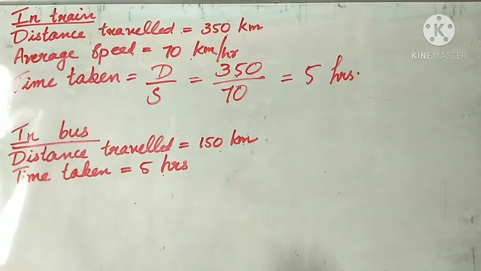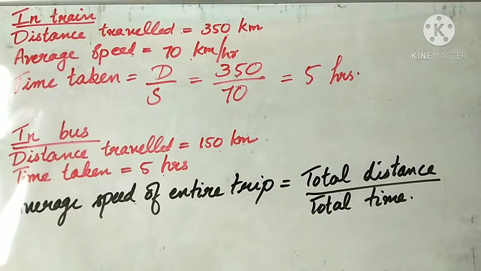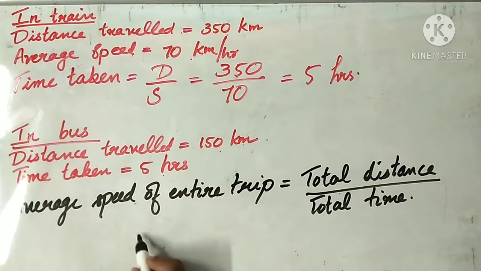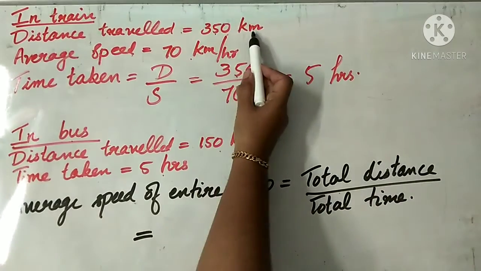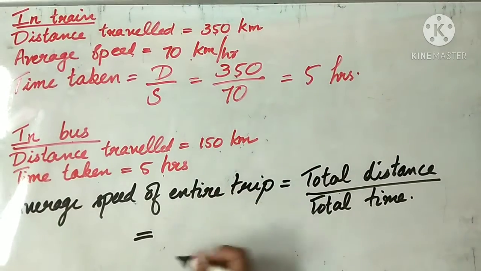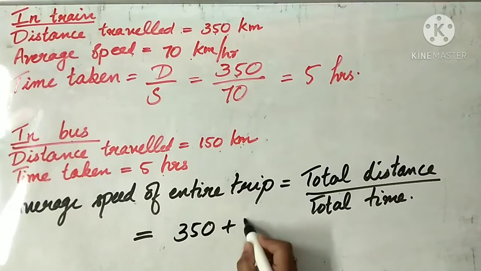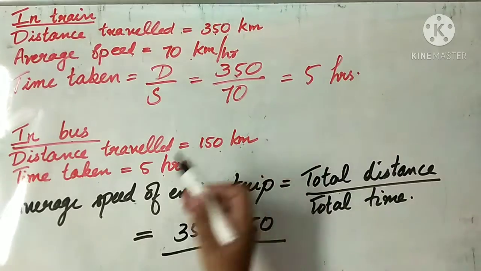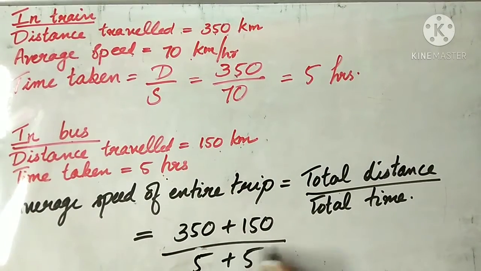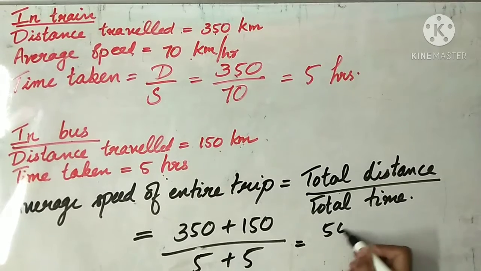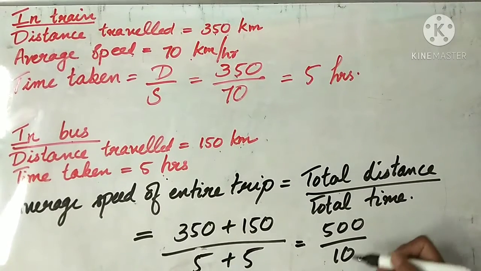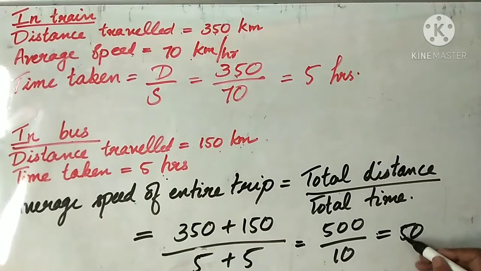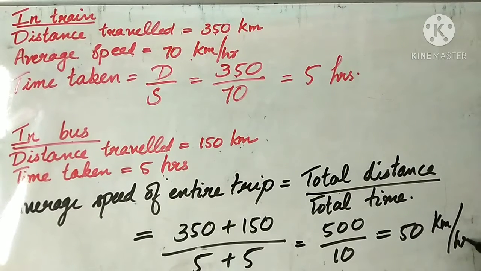Here, distance travelled and time taken are given, so we can directly calculate the average speed of the entire trip. Average speed of the entire trip is equal to total distance by total time. Total distance means 350 kilometer plus 150 kilometer, by total time, that is 5 hour plus 5 hour. 500 divided by 10. When we divide 500 by 10, we get the answer 50. So, the average speed of the entire trip is 50 kilometer per hour.